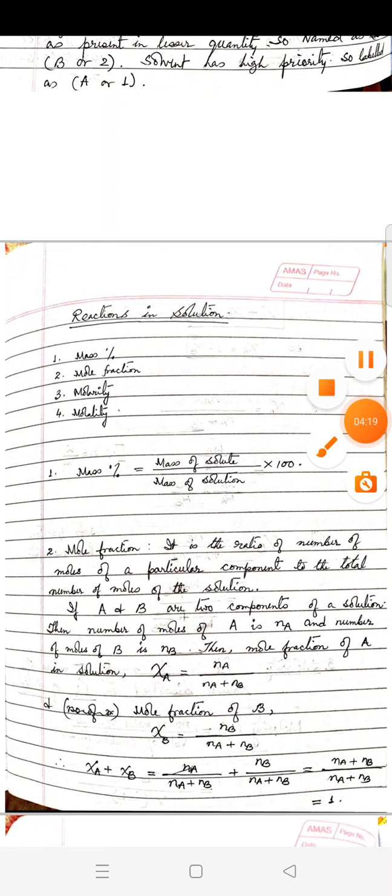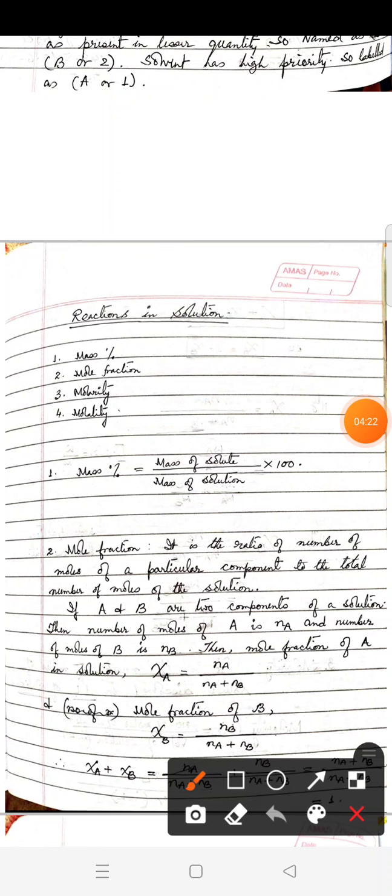Now, if I add up the fractions, you should know that the sum of the fractions is always 1. So chi A plus chi B, if you add up, it will be Na divided by Na plus Nb plus Nb divided by Na plus Nb. The denominator being the same, it will be Na plus Nb. So in the numerator, if you add, it will be Na plus Nb again. So the total sum is coming to be 1. So if you can calculate only chi A, to find out chi B, you can simply subtract it from 1.